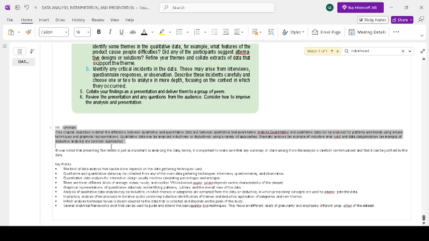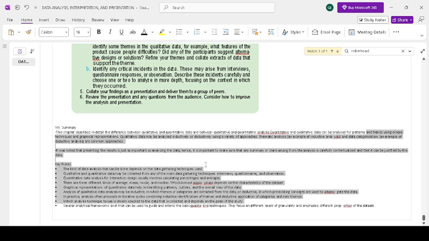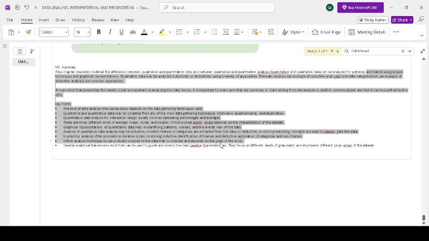So, summary: this chapter describes in detail the difference between qualitative and quantitative data and between qualitative and quantitative analysis. Quantitative and qualitative data can be analyzed for patterns and trends using simple techniques and graphical representations. Qualitative data may be analyzed inductively or deductively using a variety of approaches. Thematic analysis is an example of inductive analysis.